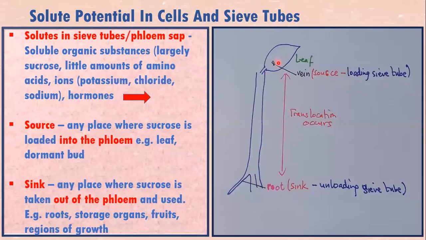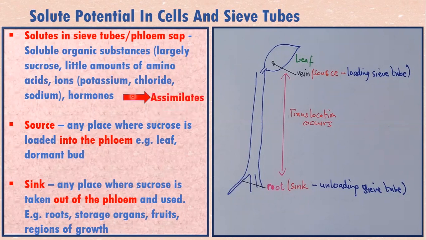Well, you know it, isn't it? Glucose is very reactive. Glucose can easily be used for respiration or turn into other metabolites. So sucrose is less reactive. And so the substances that are found in cells or sieve tubes that are moved around are largely sucrose, with little amounts of amino acids and ions and very little amounts of hormones. And these substances are called assimilates.